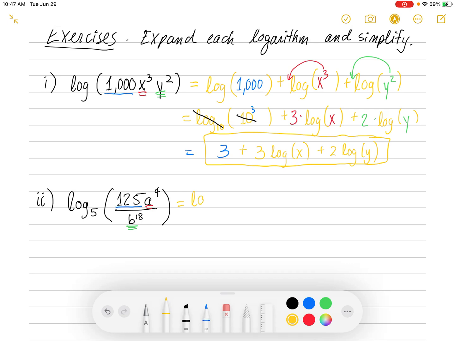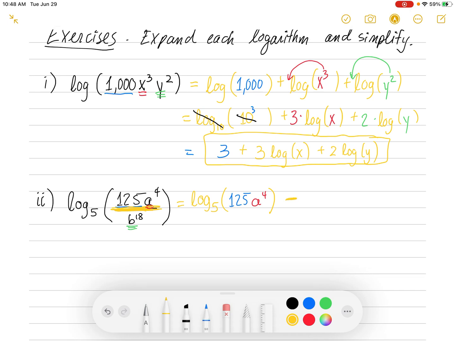Now inside of the argument, the largest operation that's occurring is the division, you could say. I mean, you have multiplication between 125 and a to the 4th. But more importantly, you want to get rid of that division first. So I'm going to break apart this division right here. I'm going to use a yellow for the division. That fraction bar is a yellow fraction bar.